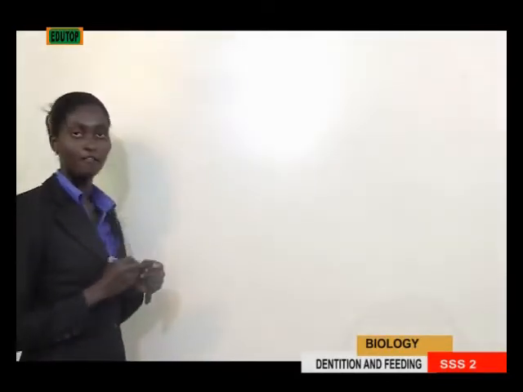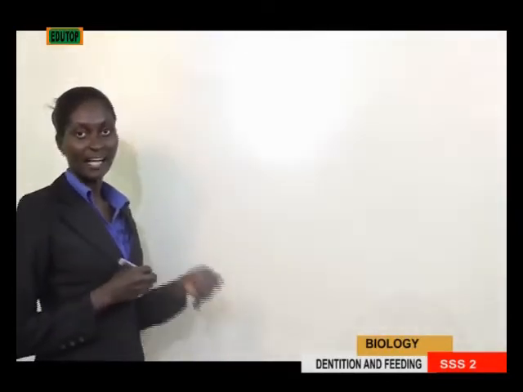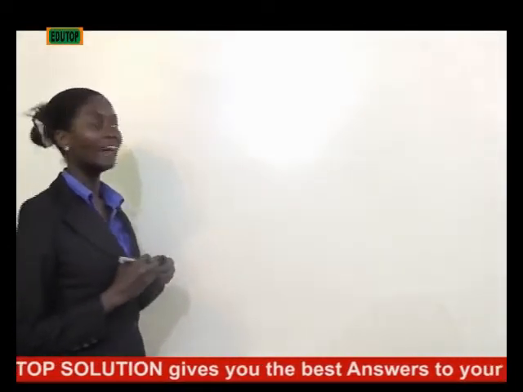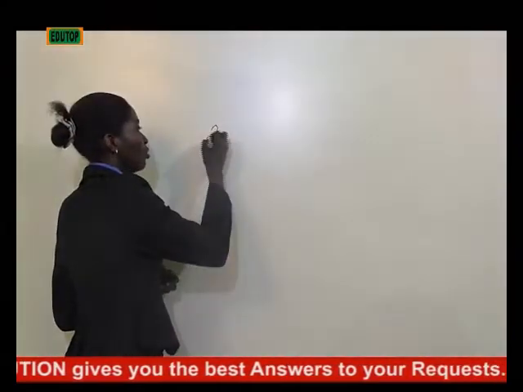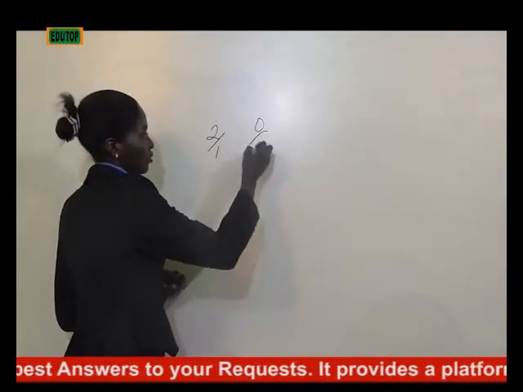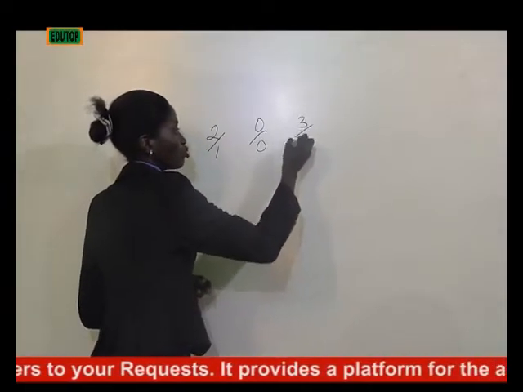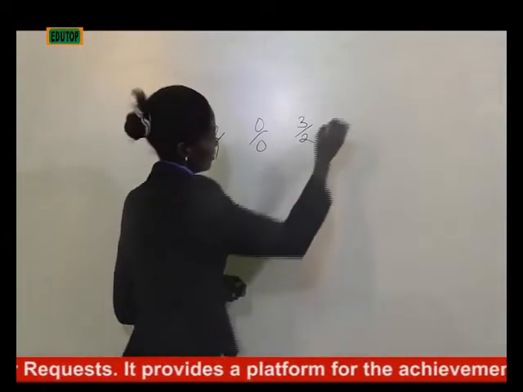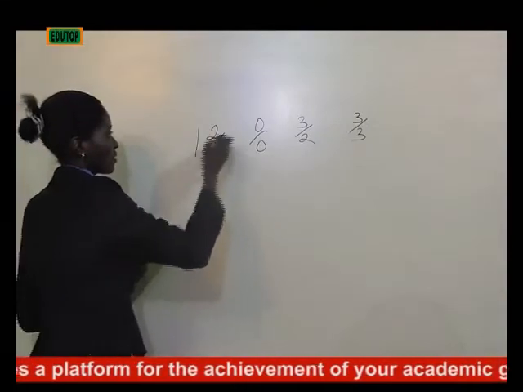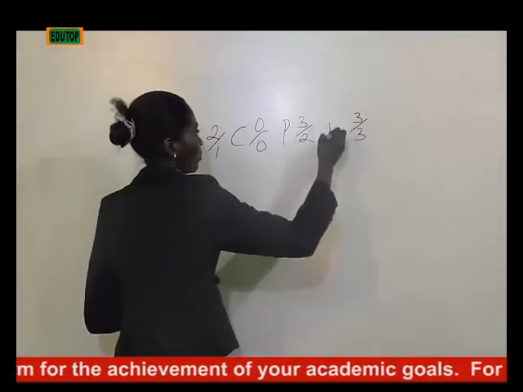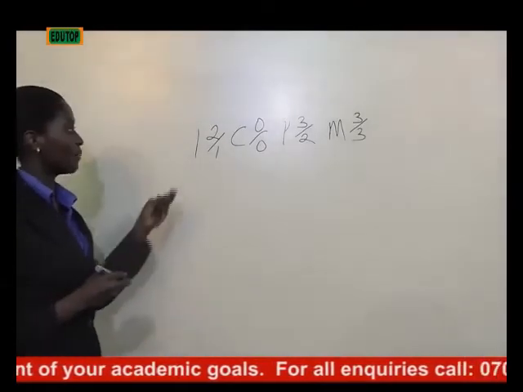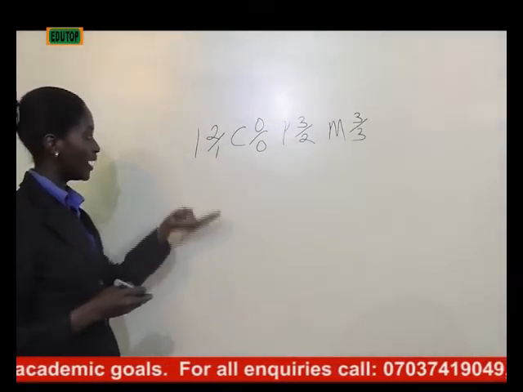So the dental formula of rabbits is a bit technical, not as easy to remember as that of man. So you have the dental formula to be 2/1, 0/0, 3/2, then you have 3/3. So you have incisor, canine, premolar, and molar. The number of teeth at the upper jaw is not the same as you have in the lower jaw.